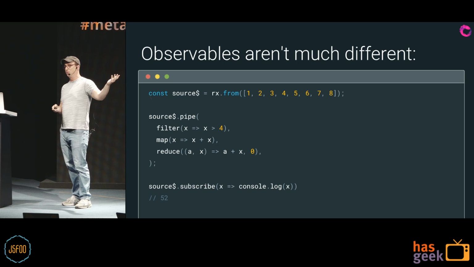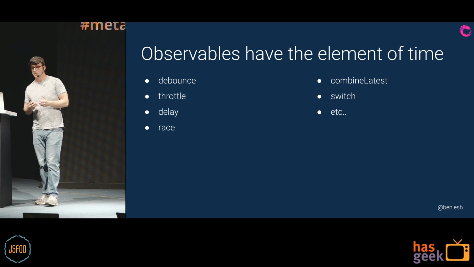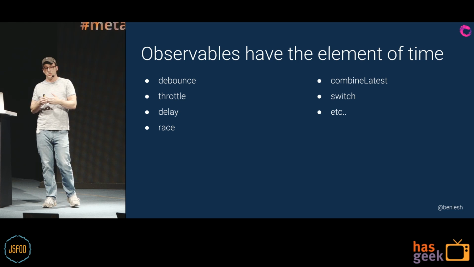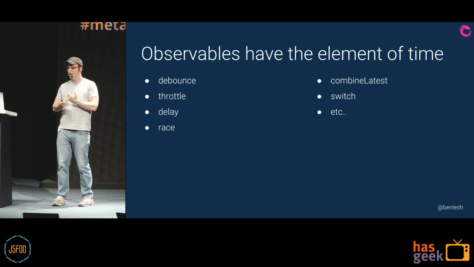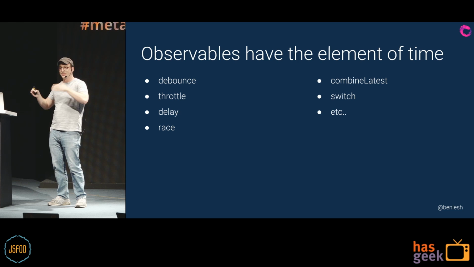But observables have a little bit more than that, because arrays you can go over synchronously, but they're not asynchronous. Observables can do asynchronous things, which means there's this temporal element, this element of time. And because there's an element of time, we can do things like debounce them or throttle them, or you can say combine the latest value from this with the latest value of this other one, right? Just depending on when they arrived in time.